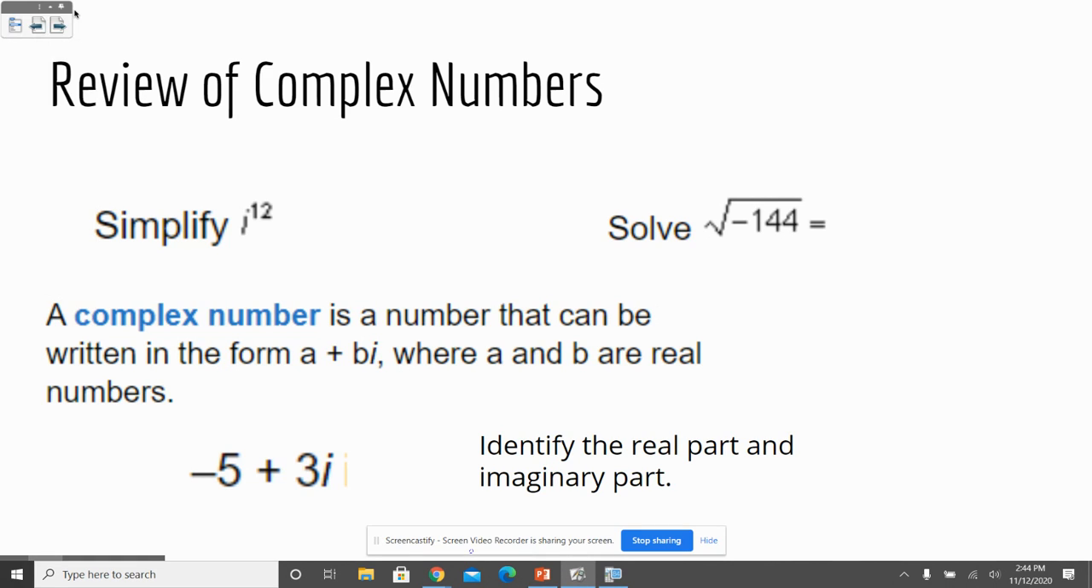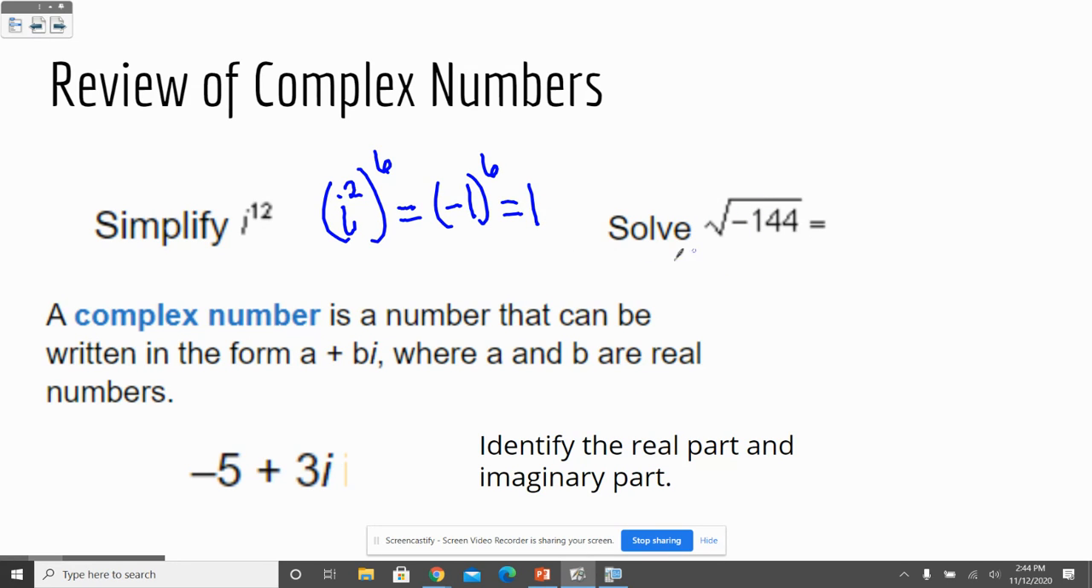We simplified some powers of I. And if you remember, it was a cyclic type of relationship. So only 4 outcomes could happen. And we were trying to see how many I squareds were hiding. You would change I to the 12th to I squared to the 6th power, right? So that would be -1 to the 6th power. You have an even number of -1s. That would give you a +1.